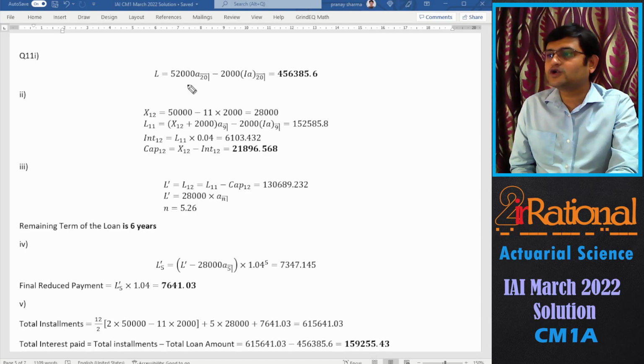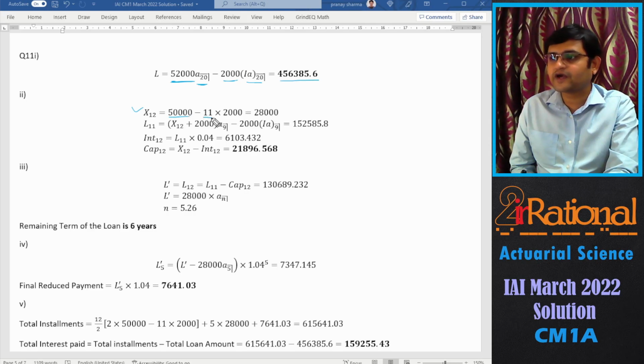So for our original loan amount, we'll say 20 years of loan that is decreasing. So the first was 50,000, so 52,000 minus 2,000 increasing. So this becomes our original loan amount. Then to calculate our interest and capital component for the 12th payment, we'll first calculate what our 12th payment is going to be. This is our arithmetic progression. We will have a minus (n minus 1) times d.